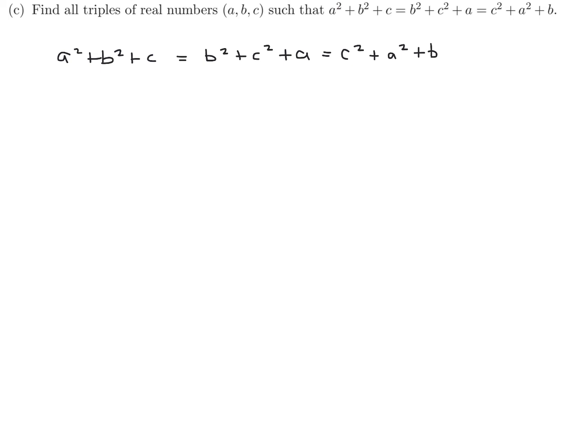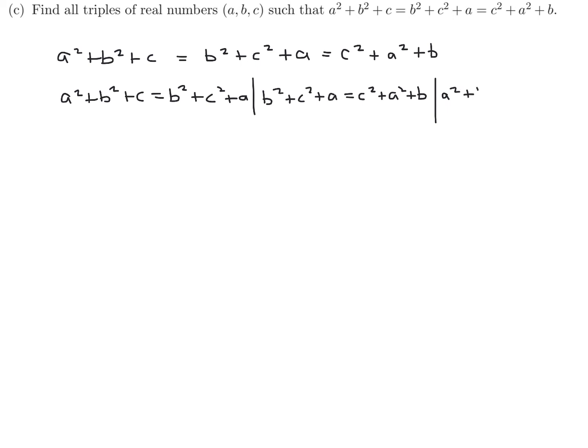The first one, of course, is these two. A squared plus b squared plus c is equal to b squared plus c squared plus a. And then we can equate the first and the last, so it doesn't really matter what order you do it in. The second and the third would be b squared plus c squared plus a is equal to c squared plus a squared plus b. And then the first and the last would be a squared plus b squared plus c is equal to c squared plus a squared plus b.